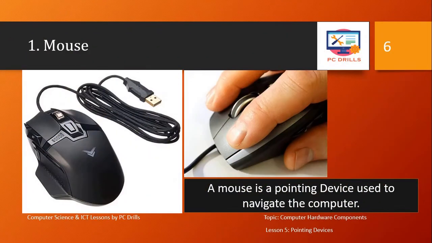So we start with the mouse. Most of you have seen this slide, how the mouse looks. So you can just say a mouse is a pointing device used to navigate the computer. And that is how it physically looks. The one on the left is a complete mouse. The one on the right is how you place your fingers when using it.